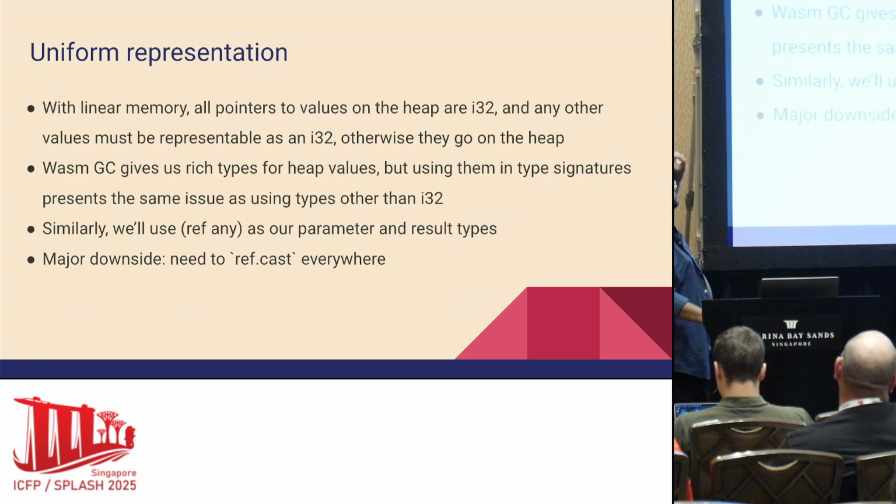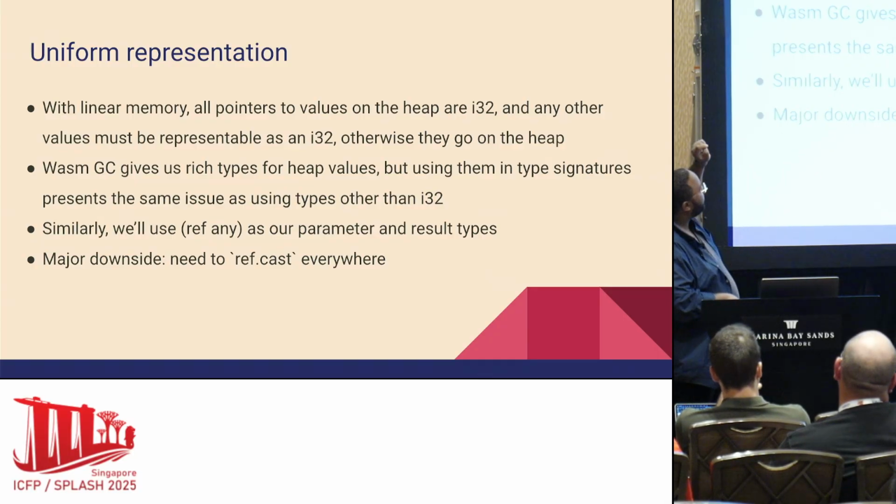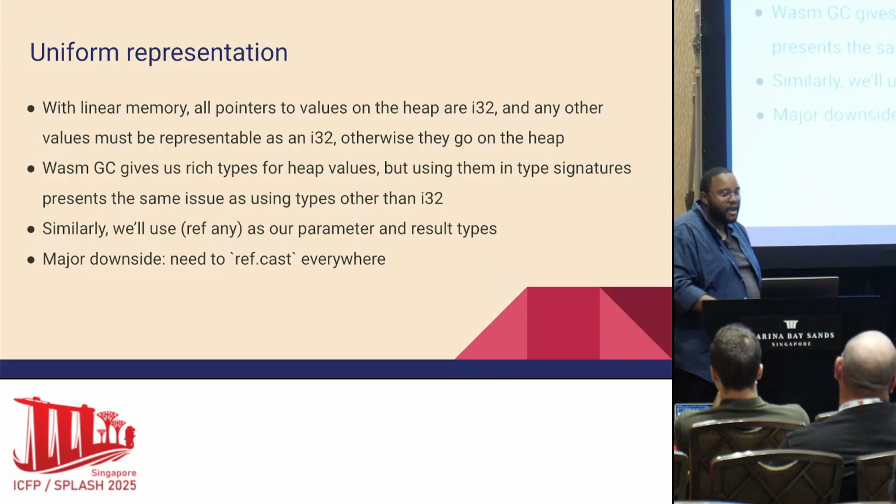So we've got to do something. We can't use i32s anymore. That's not going to work. So what are we going to do instead? We're going to use anyrefs for everything. So that's fine. It can be anything. Well, what's wrong with that?